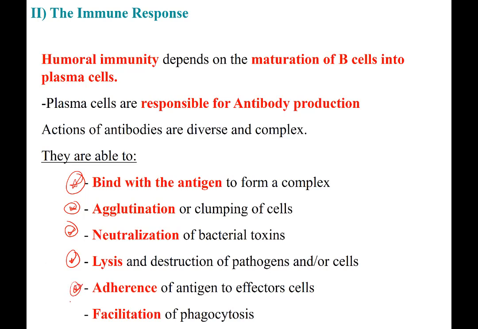Other roles are adherence to effector cells and facilitation of phagocytosis. We'll see those different roles later on, but those 6 roles, binding to an antigen, agglutination, neutralization, lysis, adherence, and facilitation, are the well-established roles of antibodies. Okay, so it's not coming from me, obviously. It's classic. If you take any pathophysiology book, or any book on disease describing the role of the antibodies, you'll find those 6 roles. Those are really important and well-established roles.